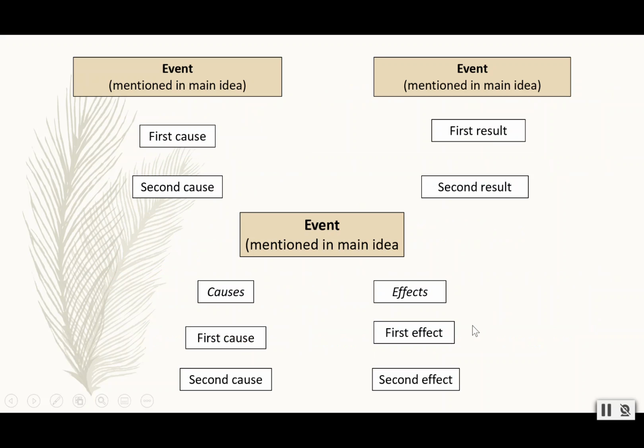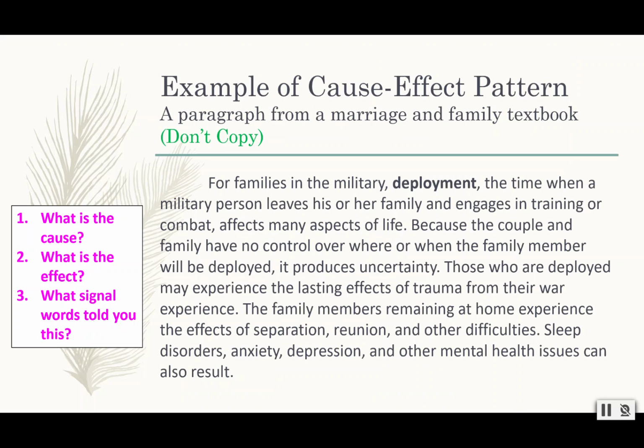Let's take a look at how that looks like. So in a paragraph, your event, whatever's going on, is your main idea, and then that paragraph could list the causes. So maybe they're just looking at the causes. Maybe that paragraph is just looking at the results. Okay? Or they're doing both. So there's 3 different ways this paragraph could be organized, just like with our comparison and contrast pattern. So let's take a look at a paragraph.